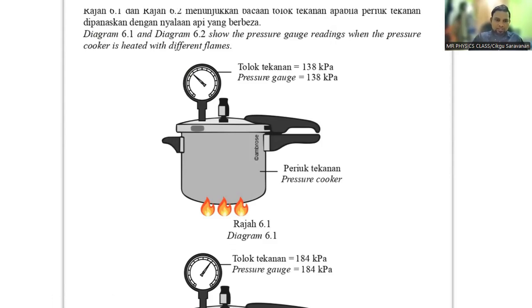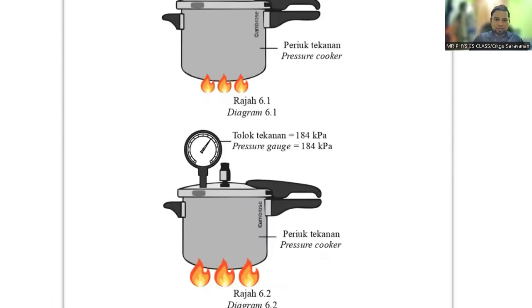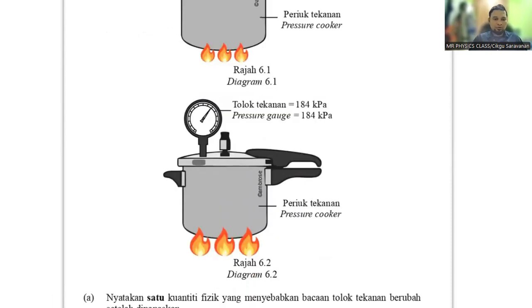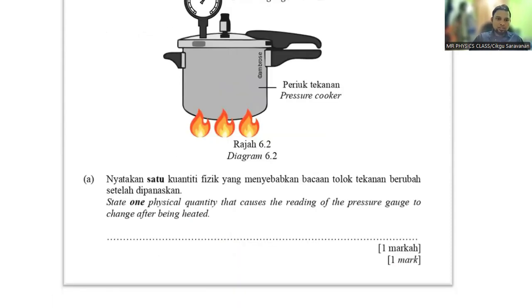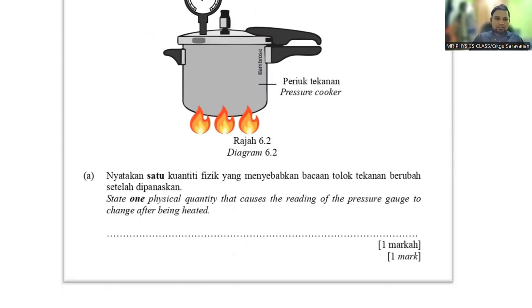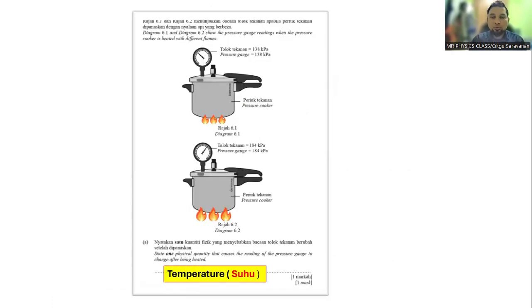Okay, the low temperature of the pressure cooker shows the lower reading of pressure, which is 138, and the second one shows the higher reading, 184. So the first question they ask you is what is the physical quantity that caused the reading of the pressure gauge. So in here, what caused the reading of the pressure gauge? That is the fire. The fire means the temperature, correct? So the physical quantity here is temperature, okay, suhu.